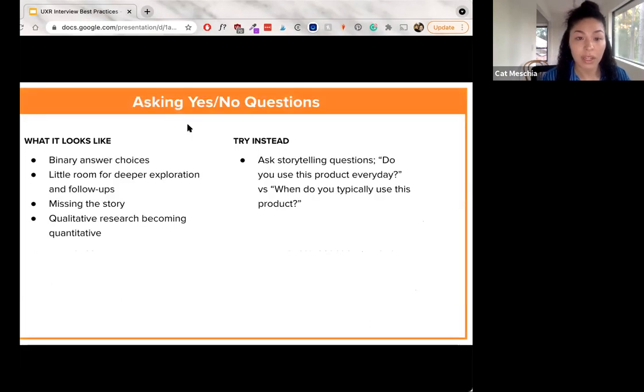The second one is asking yes/no questions. I'll preface this by saying not all yes/no questions are wrong. They definitely serve a purpose if you're using them as a jumping off point. But if all of your answers from your interviews are starting to look binary and there's not a lot of room for deeper exploration or follow-ups, you're missing the larger story. This is also when your qualitative research starts becoming quantitative, that is also a good indication.